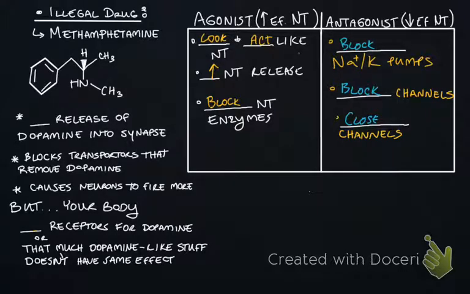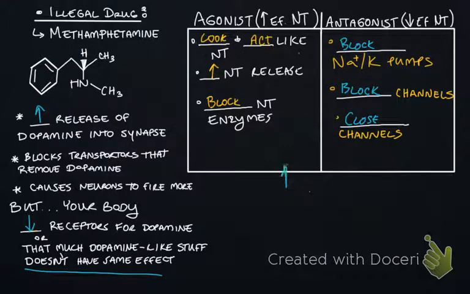So a drug like methamphetamine increases the release of dopamine into the synapse. It blocks transporters that remove dopamine from the synapse, and it can cause neurons to fire more. But eventually what happens is your body decreases the receptors for dopamine, or that much dopamine-like stuff eventually doesn't have the same effect. And this is how addiction actually occurs. And then what happens is you have to keep taking more and more of that drug in order to achieve that same effect from that initial dose.